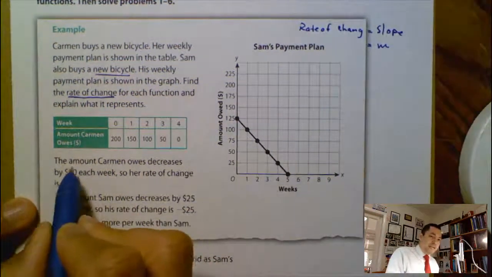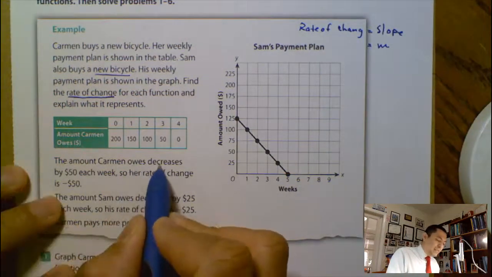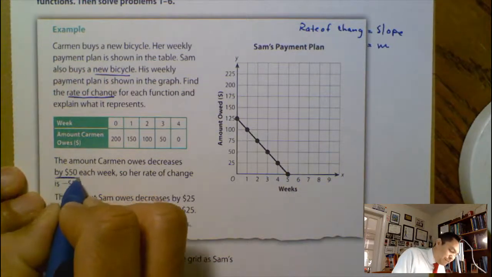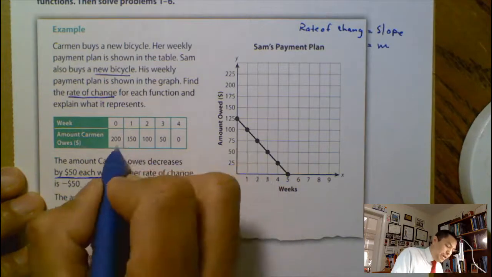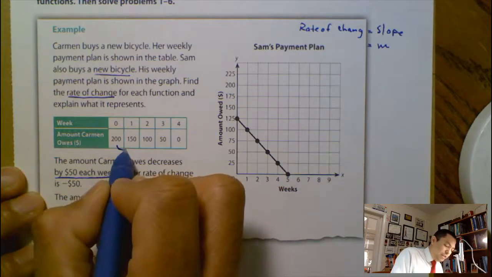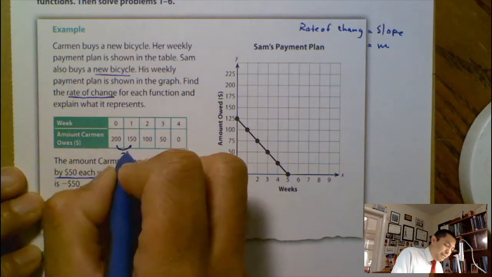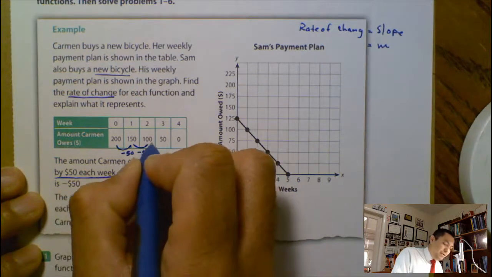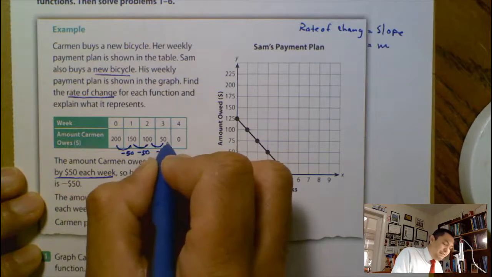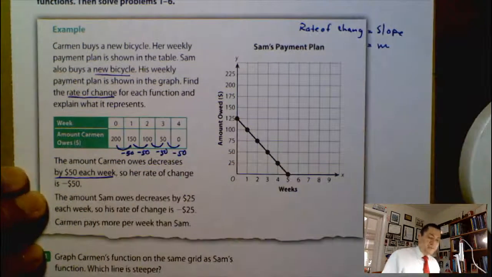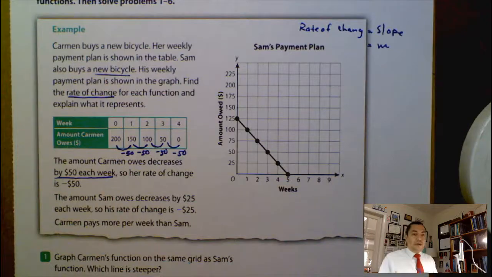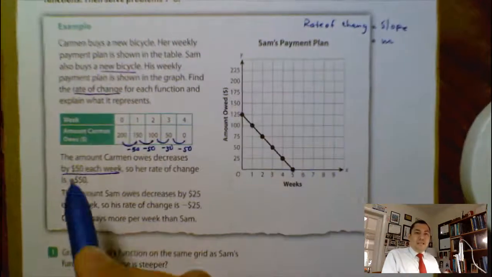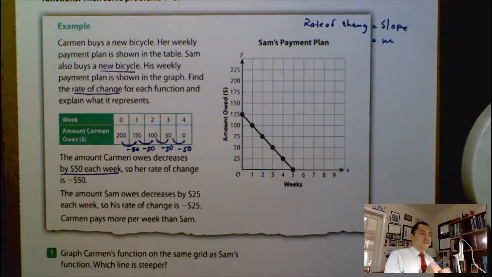So let's keep reading here. The amount Carmen owes decreases by 50 each week. And we can notice here, 200 to 150 is minus 50. 150 to 100 minus 50. 100 to 50 minus 50, and 50 to 0 minus 50. That's the rate of change. So her rate of change is negative 50.